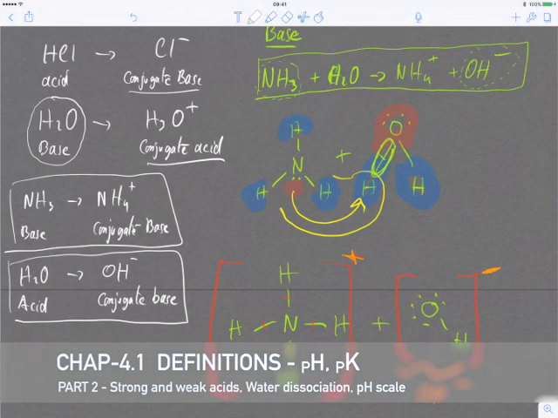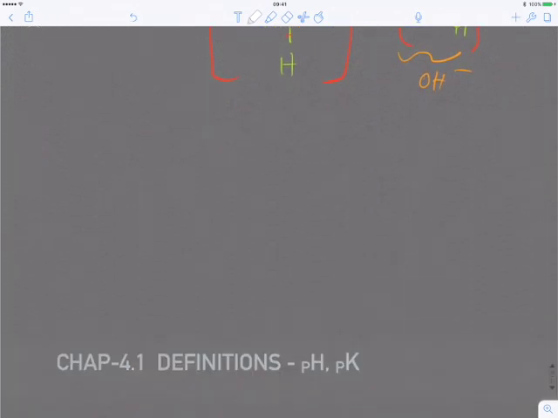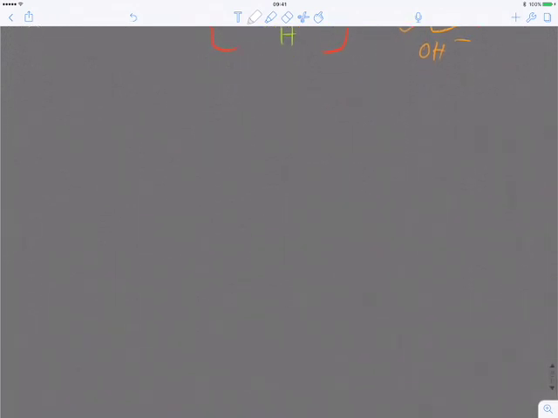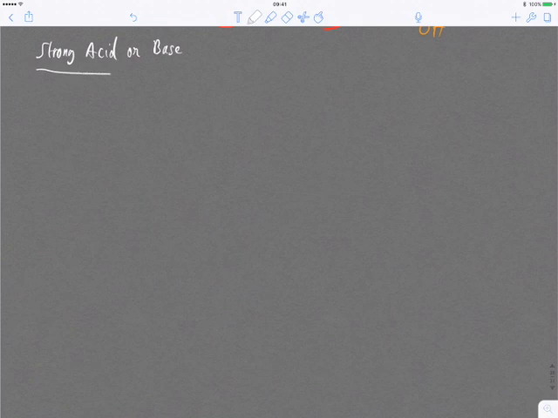This brings us to the notion of a strong and weak acid and base. So what is a strong acid or base? It's about dissociation in water. A strong acid or a strong base will completely dissociate into the water.